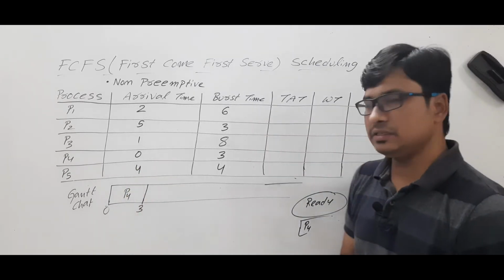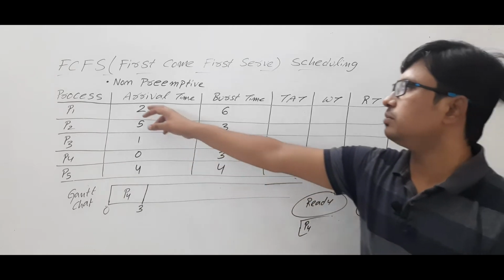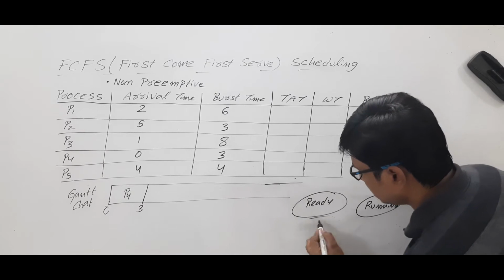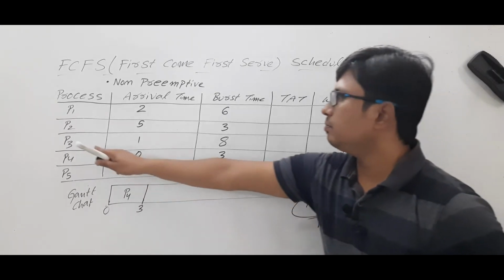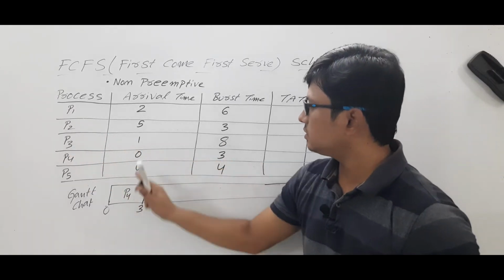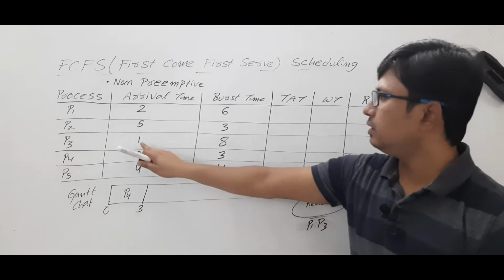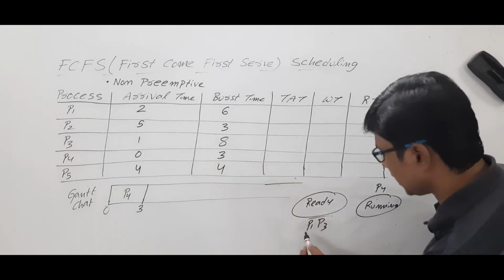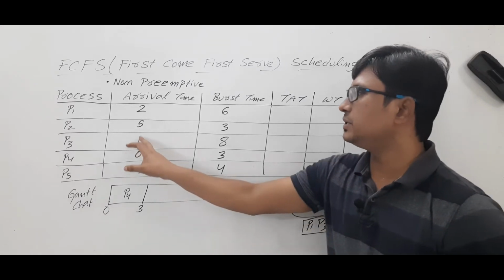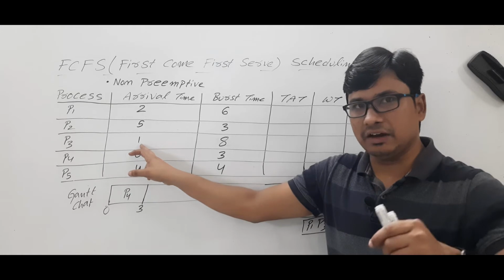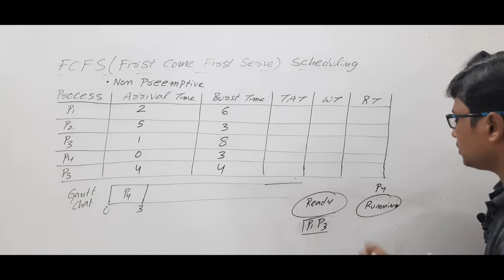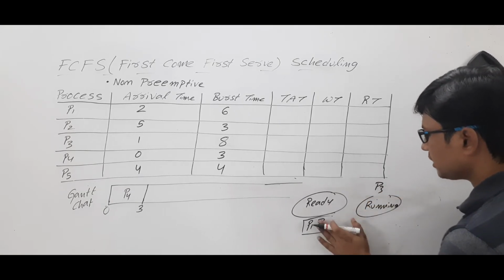Now during this 3 units of time, look at which processes have arrived. Process P3 has arrived at 1 unit of time, then process P1 has arrived at 2 units of time. Now which one has arrived first among P3 and P1? P3 arrived at 1 unit of time, so this has arrived first. First come first serve, so P3 will be shifted to the running state from the ready state.